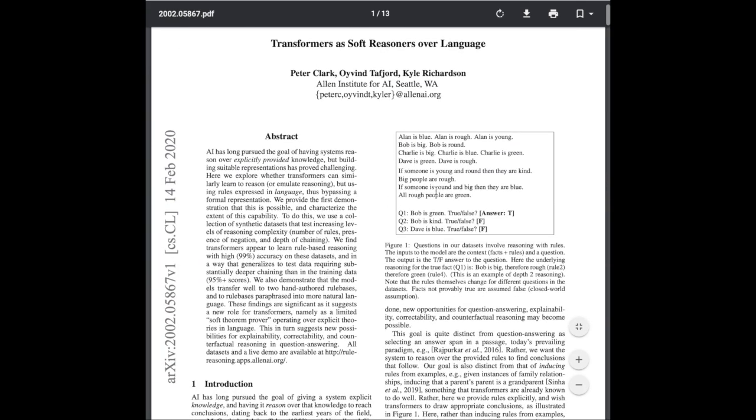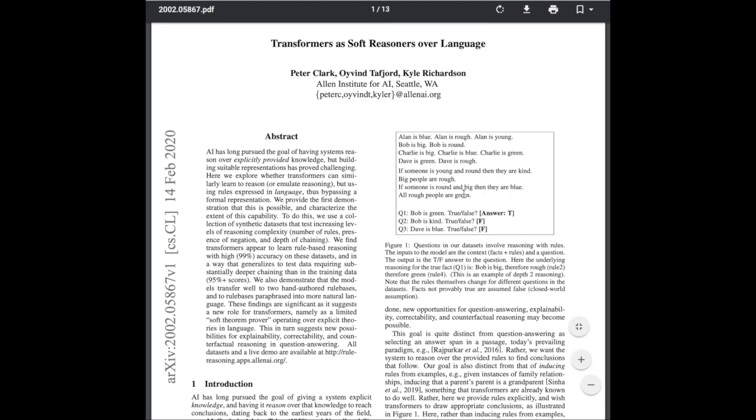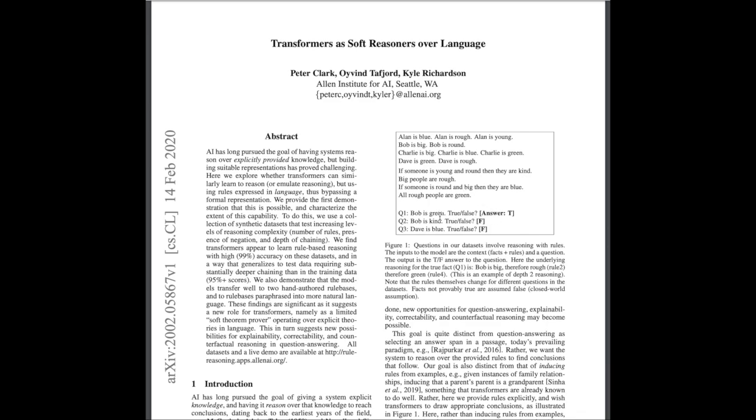So they define this data set, things like Bob is big, Bob is round, and then kind of like the conclusions, if someone is round and big, then they're blue. So they construct this artificial data set, and they see how well the transformer can perform these reasoning questions based on taking in this kind of a data set as input. So this data set is very formally defined, like Bob is big, big people are rough, and then these conditions. So if someone is round and big, then they are blue.